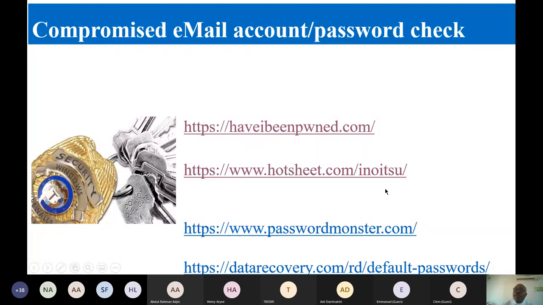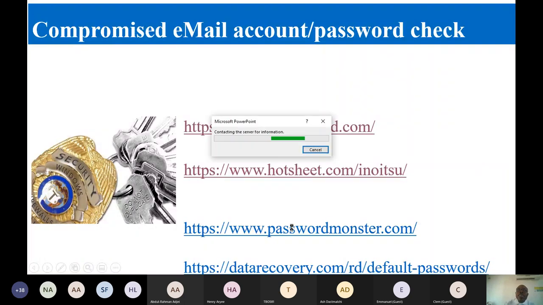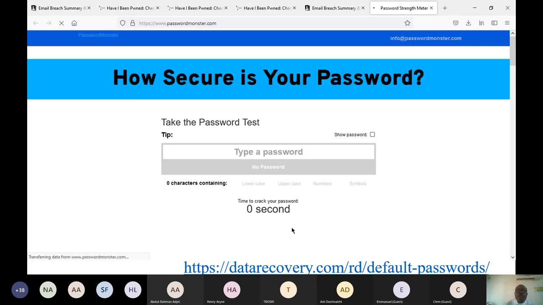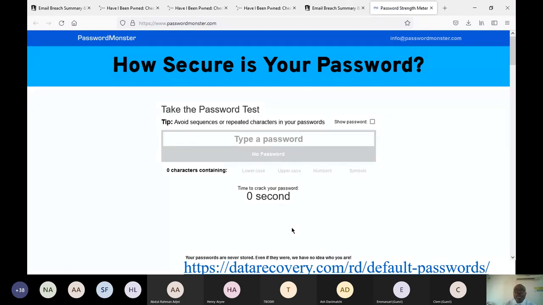Then I also go to the next link, which is the Password Monster. What Password Monster does is it checks the strength and complexity of your password. It tells you whether your password is weak or strong, because to keep hackers away from your institutions and your IT infrastructure, your login credentials must be strong and very complex.